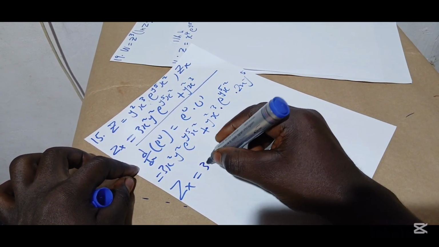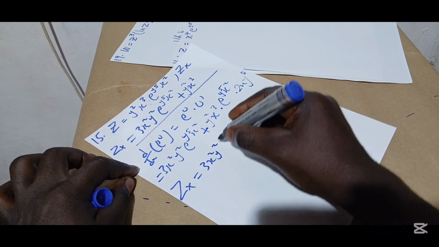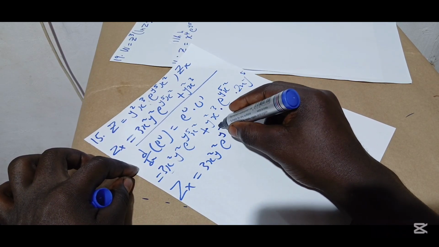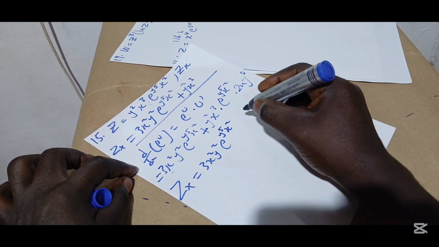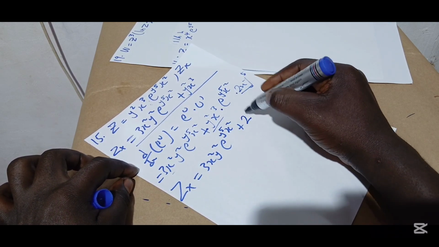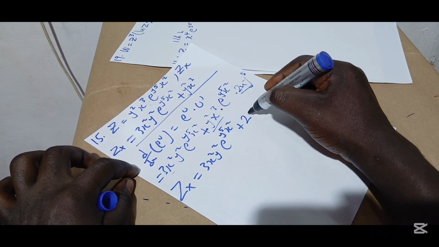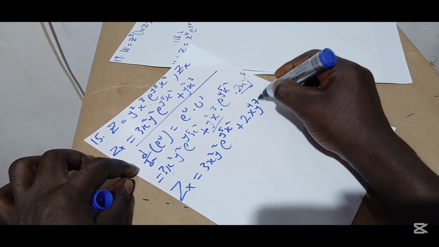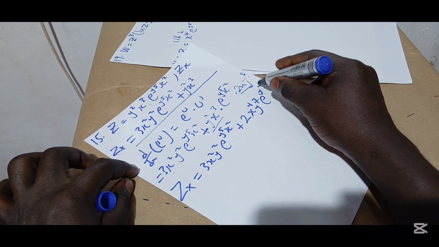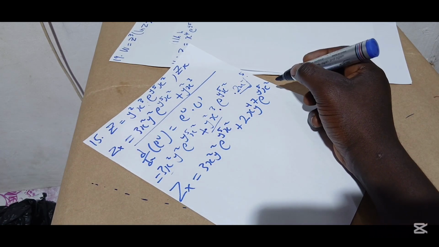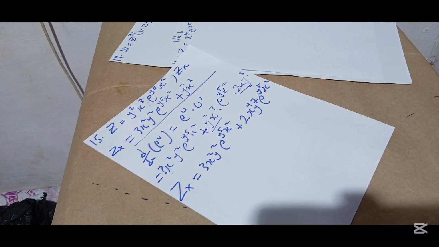So we have our final answer to be 3x squared. So we have a term here. So 2x and x to the power 3 gives us x to the power 4. y to the power 5, y to the power 2 equals y to the power 7. Then e to the power y to the power 5, x to the power 2. That's it for this problem.